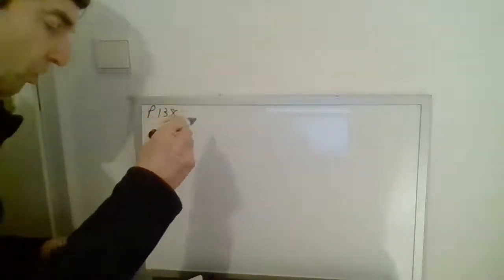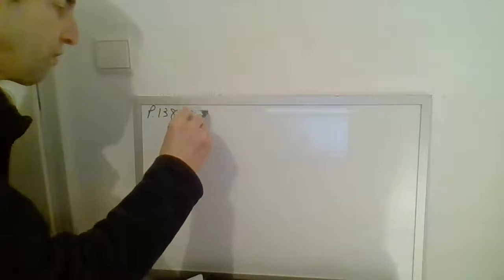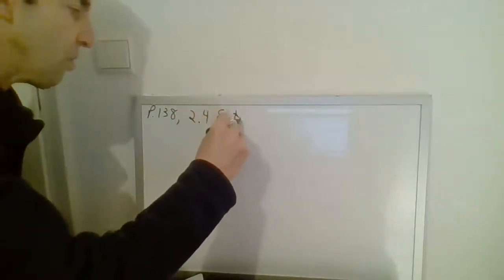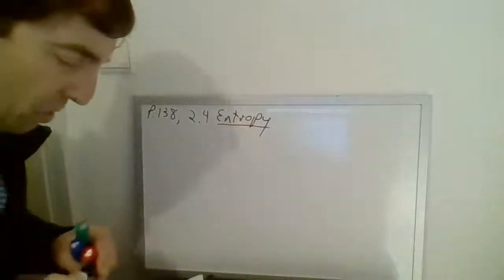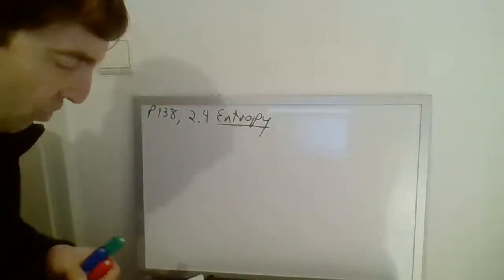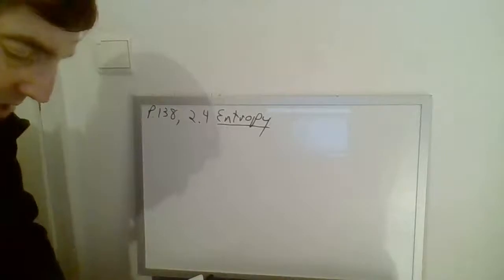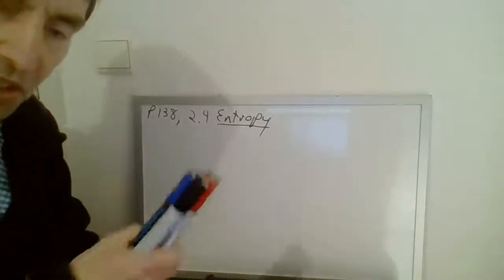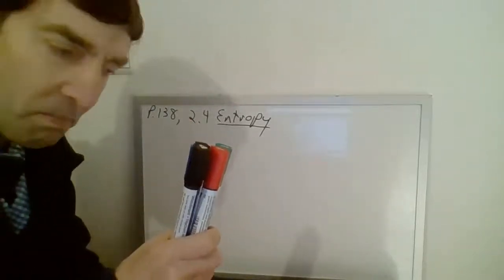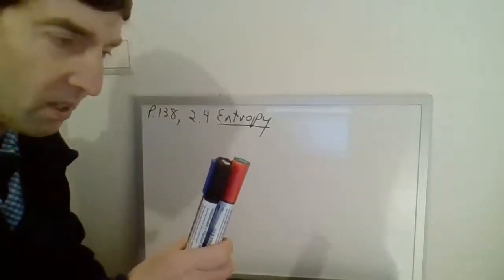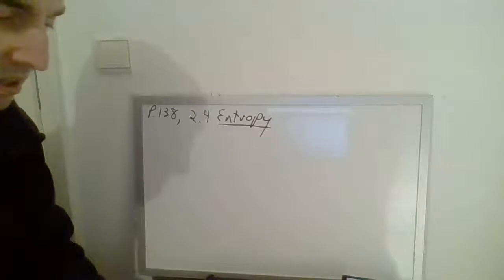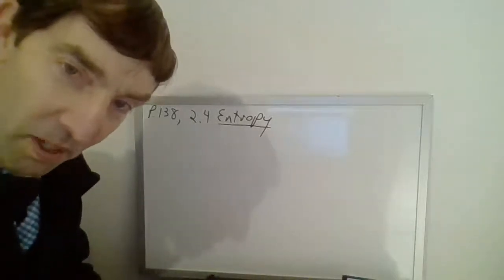The last section we're going to talk about is 2.4, and it's about entropy. You had enthalpy, which was heat of reaction, but entropy, okay? Well, what is it? Well, it's more or less this. You ready? This would be low entropy, okay? Low entropy. That would be high entropy.